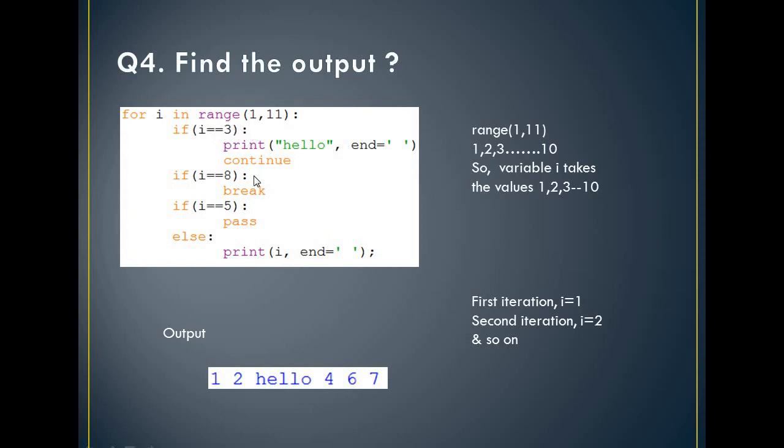Then in the next iteration the i value is 8. So the first condition is false but the second condition is true, 8 equals 8. What is given? Break statement. Break statement means it exits from the for loop, so it will not execute the loop again. That is why it does not iterate for i equal to 9 and i equal to 10. So our output is 1, 2, hello, 4, 6, 7.